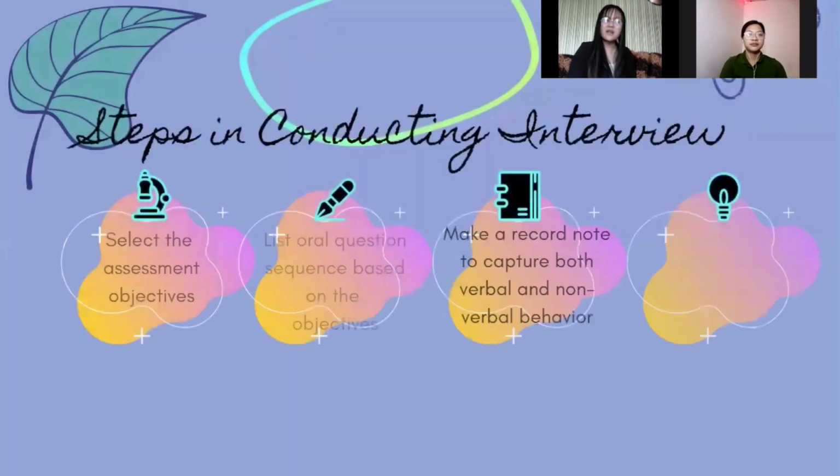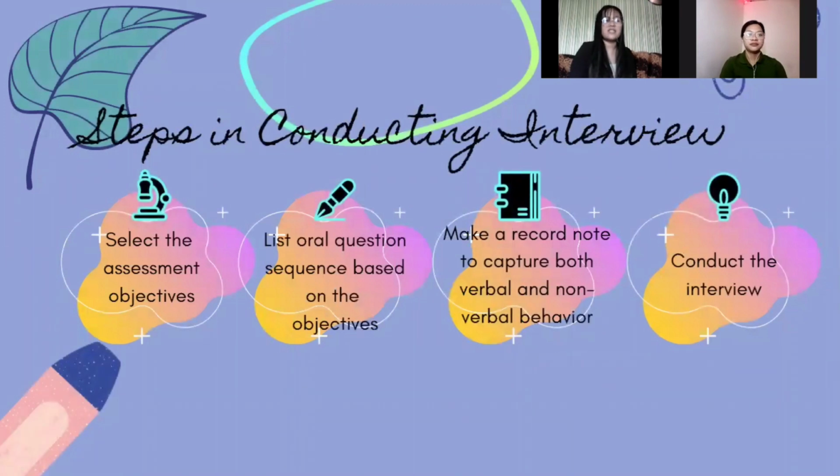So for the steps in conducting interview, firstly is to select the assessment objectives. Second is to list oral question sequence based on the objectives. Third is to make a record note to capture both verbal and nonverbal behavior. Lastly is to conduct the interview.